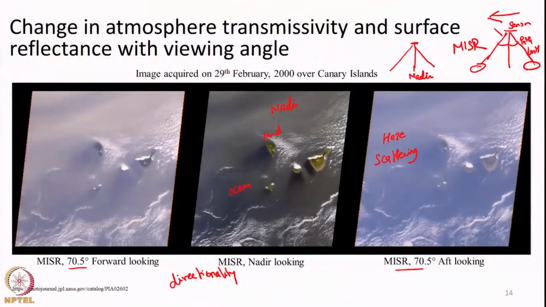The longer the path length, the more will be the effect of the atmosphere. So, scattering will happen to a larger extent. That is visible clearly in these pictures. This is one such example of how the difference in look angle will affect the influence of the atmosphere on the image that we get.